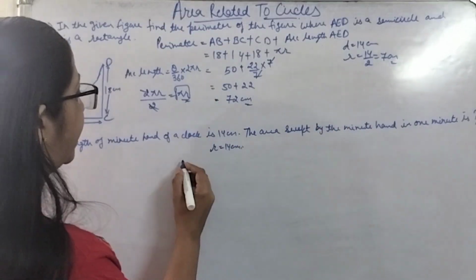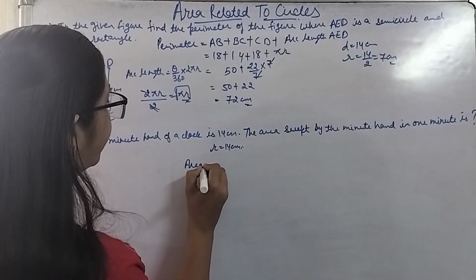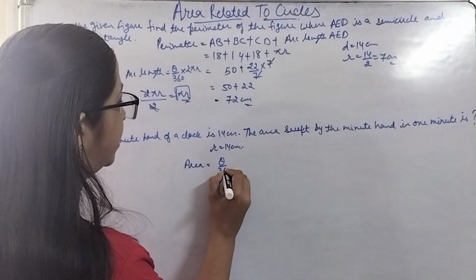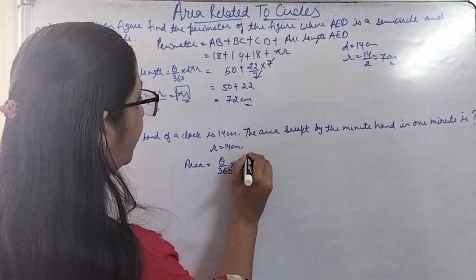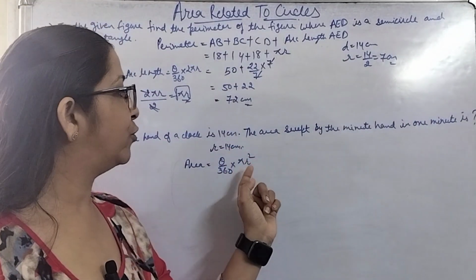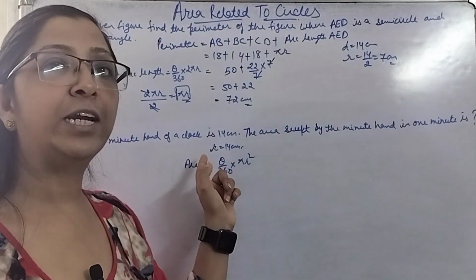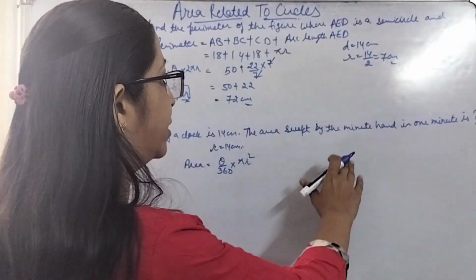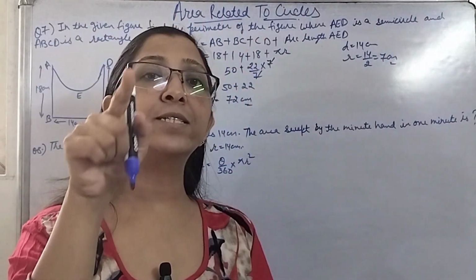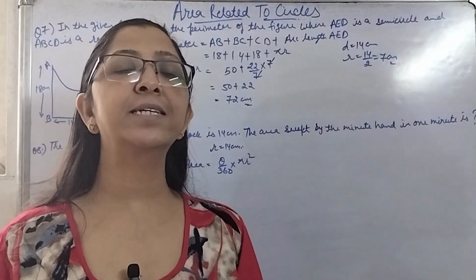So first of all, area is given by sector area. Area of the sector is given by theta over 360 multiplied by pi r square. This is the required area. Now over here we have the value of r, but we do not have the value of theta. So see over here, if we look at the clock, the minute hand covers the whole circle, the whole round, in 60 minutes.